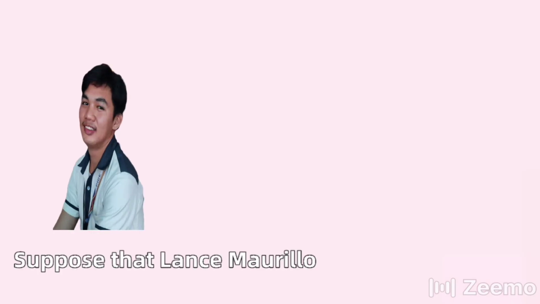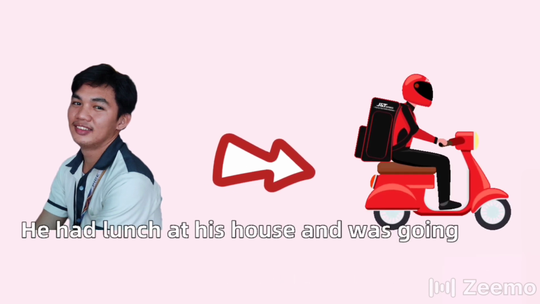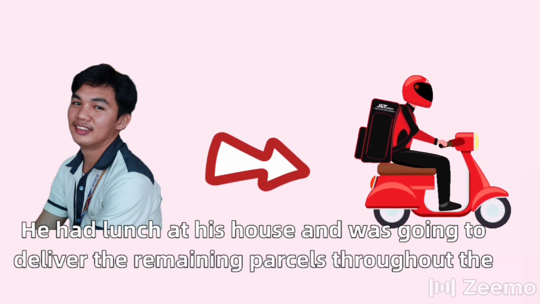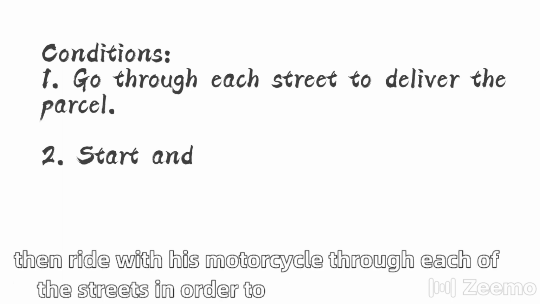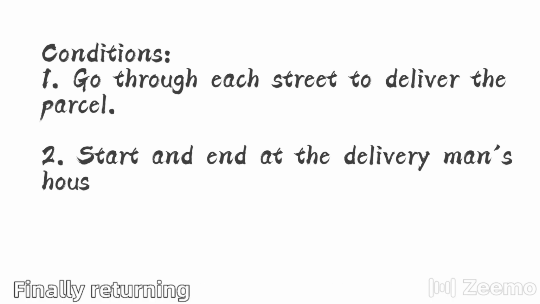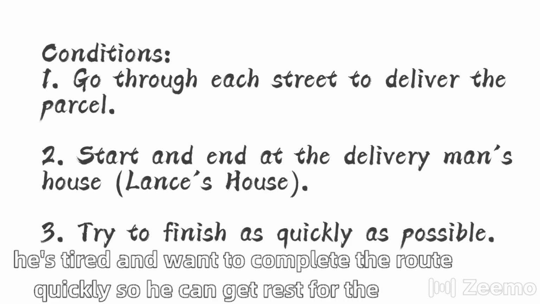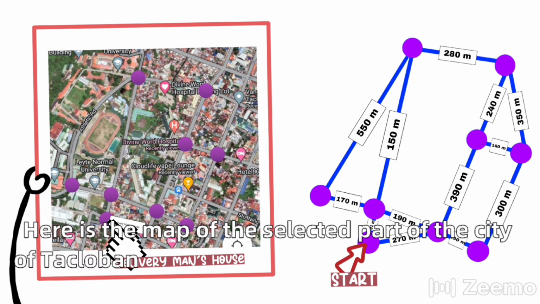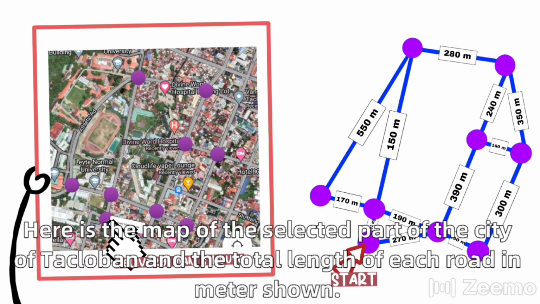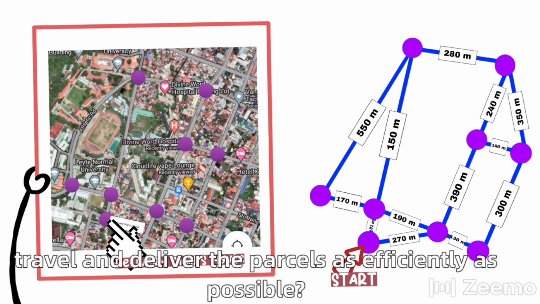Suppose that Lance Aurelio is a delivery man instead of a postman. He had lunch at his house and was going to deliver the remaining parcels throughout the city. He must first check the parcels, then ride with his motorcycle through each of the streets in order to deliver the parcels. Finally, returning to his house. He's tired and wants to complete the route quickly so he can get rest for the day. Here is the map of the selected part of the city of Tacloban and the total length of each road in meters shown. How can he minimize the distance traveled and deliver the parcels as efficiently as possible?